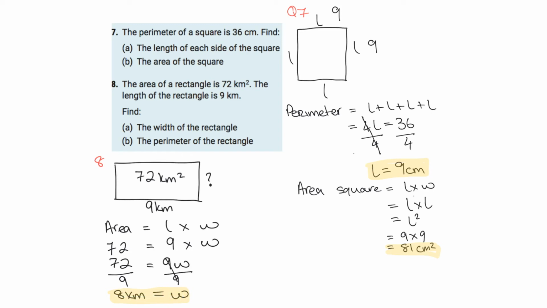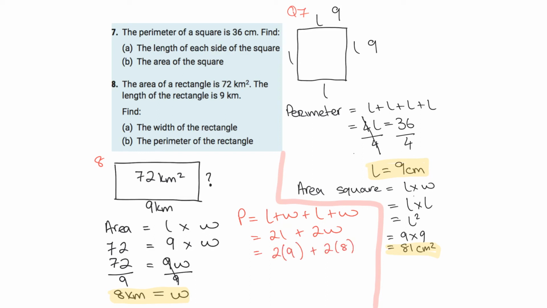Okay, now the last part of that question is to find the perimeter. So let me just divide out this piece of page here so I'll have some space to work. And I'm doing 8 part B, which is the perimeter of the rectangle. So the perimeter is equal to length plus width plus length plus width, which we know is 2 times the length and 2 times the width. So 2 times the length is 9. 2 times the width is 8, because we found this was 8 kilometres.